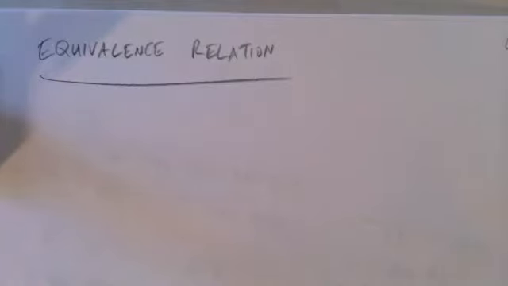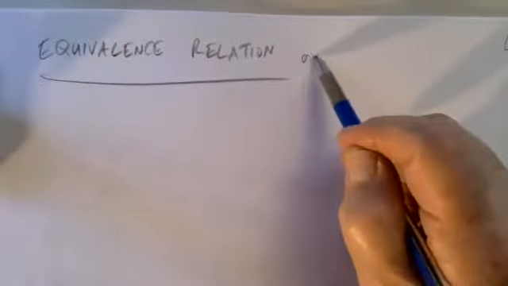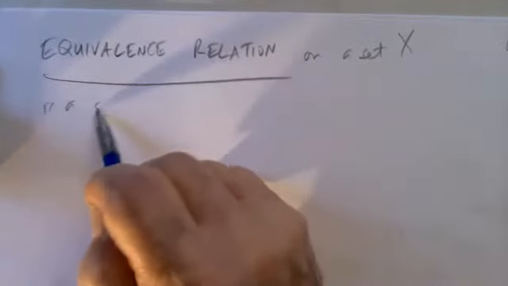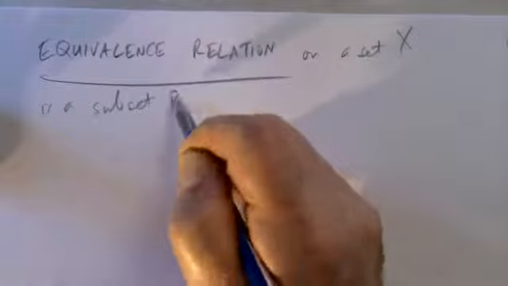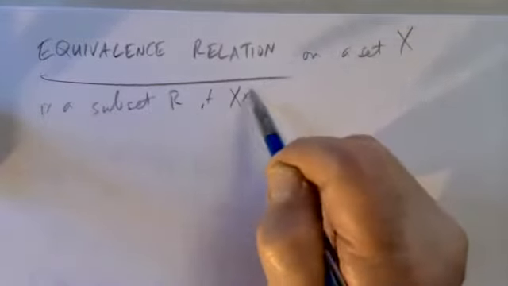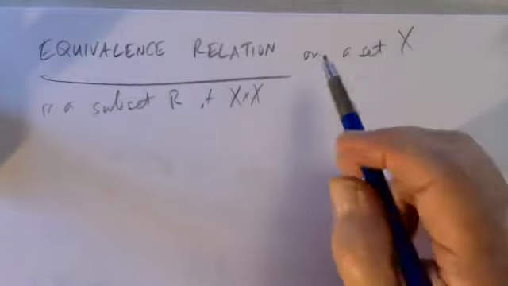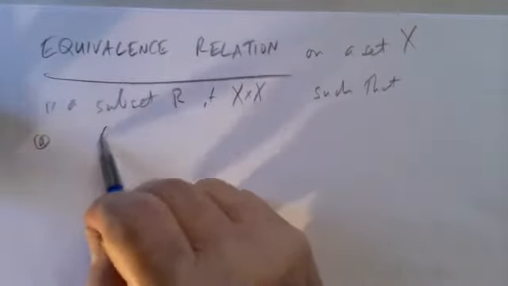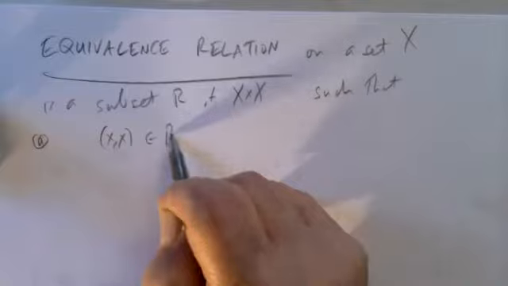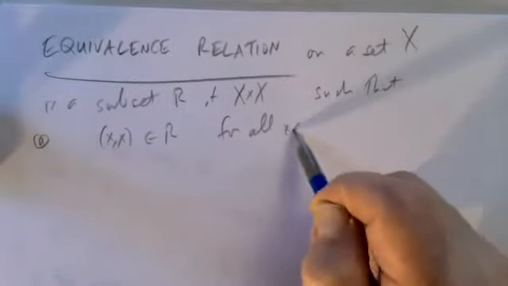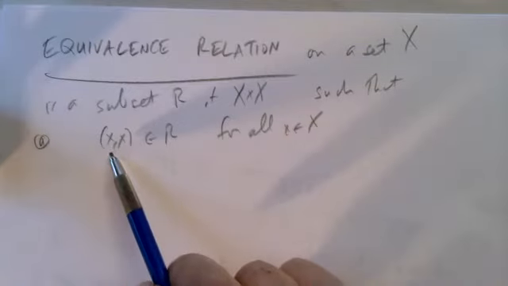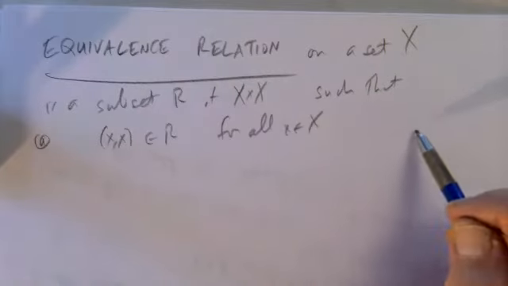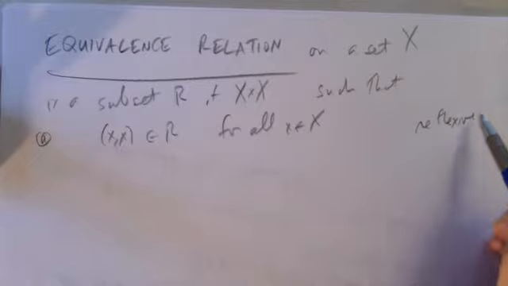And an equivalence relation on a set X is a relation. So it's a subset R of the Cartesian product of X with itself that satisfies the following 3 properties. First, the ordered pair x comma x is in the relation for all x in the set X. That is, all pairs where the first coordinate equals the second coordinate. This property is sometimes called reflexive.